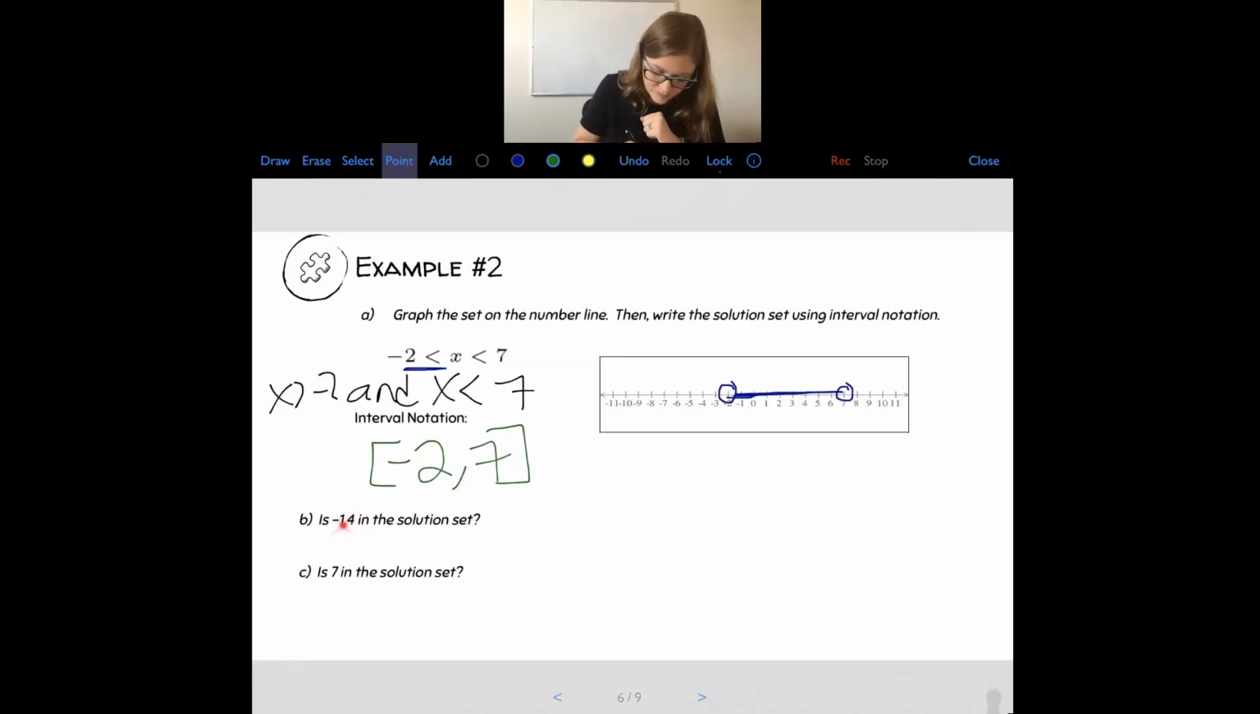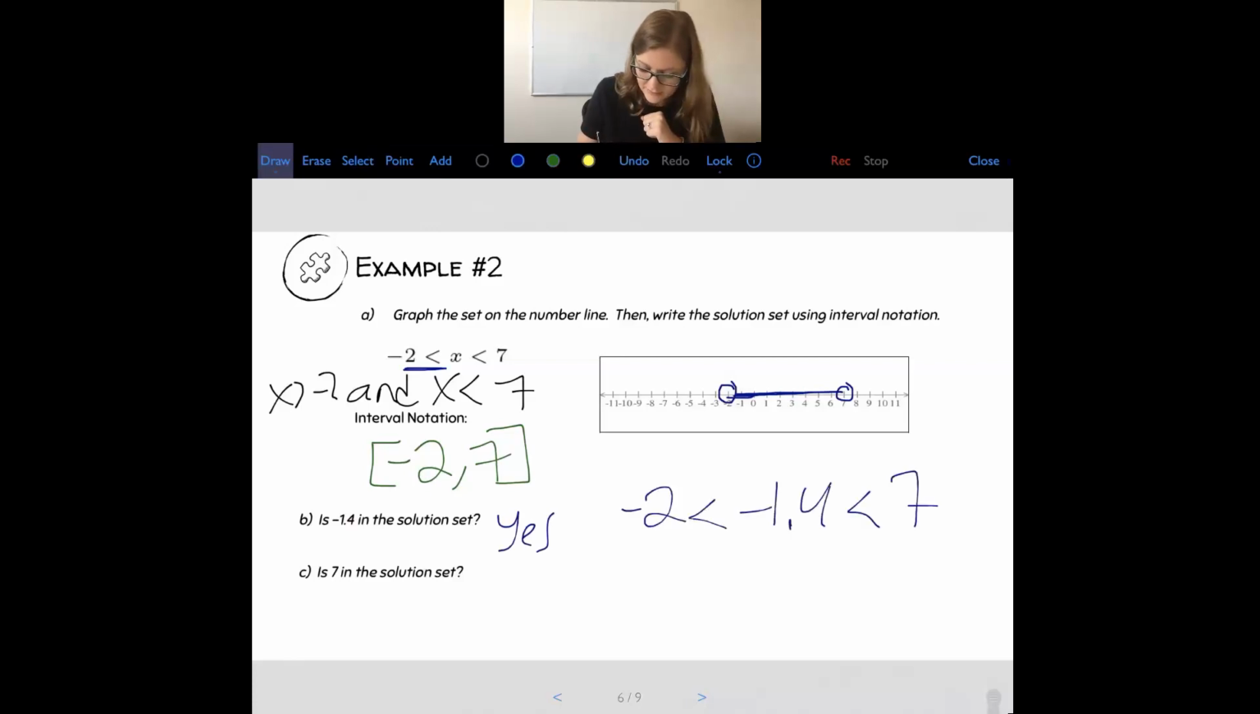Okay, so then let's look. Part B, is -1.4 in the solution set? Well, -1.4 is in between -1 and -2. So yes, it would be part of the solution set because -1.4 is bigger than -2 and less than 7. Okay? Is 7 in the solution set? So we're asking if this endpoint is part of the solution set. The answer here is no, because there's an open circle here. It goes all the way up, so like 6.9999999 keep going, but 7 is actually not included because there's no or equal to part of the inequality. So this answer here is no.